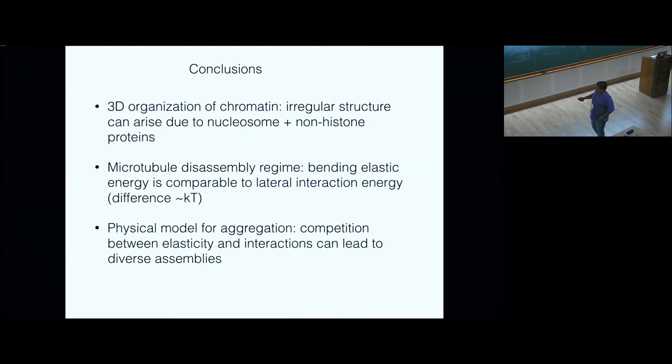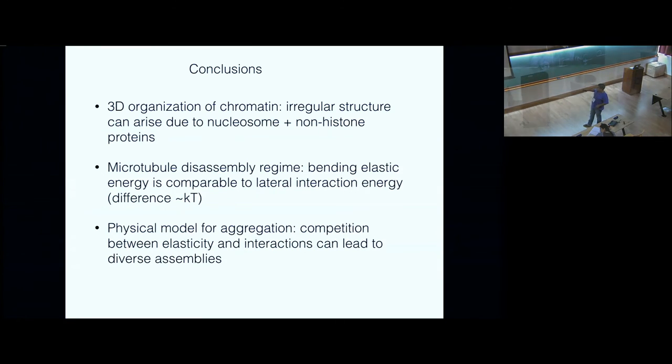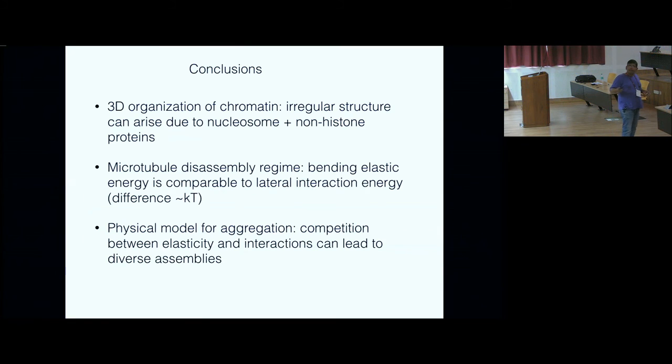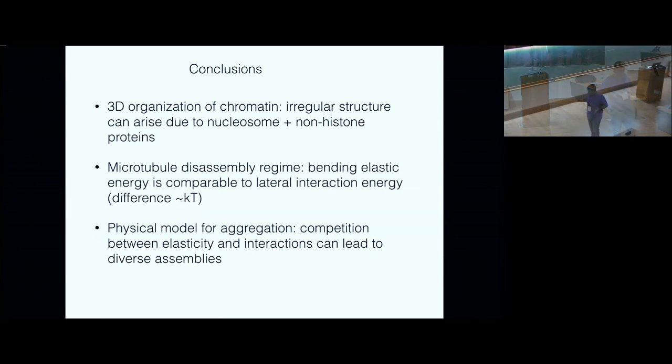So the overall conclusion is the takeaway. What did we learn from this study? The first part is that the three-dimensional organization of the chromatin, the irregular structure, can arise due to nucleosomes plus non-histone proteins. It is experimentally seen that irregular structures exist. One reason for this irregular structure could be the bending due to the non-nucleosomal proteins. So if the density of non-nucleosomal protein is what is biologically sensible, one would get an irregular structure, is what we showed. In the microtubule disassembly regime, the bending elastic energy has to be comparable with the lateral energy. If the bending energy dominates, if that is much larger than the lateral interaction energy, it will unzipper very fast, is what our simulations show.